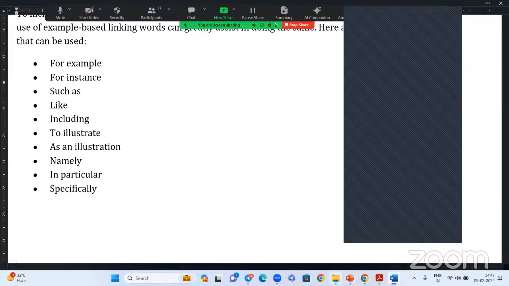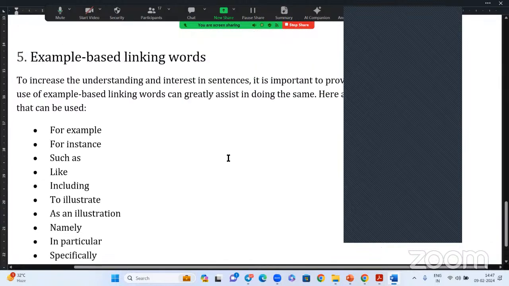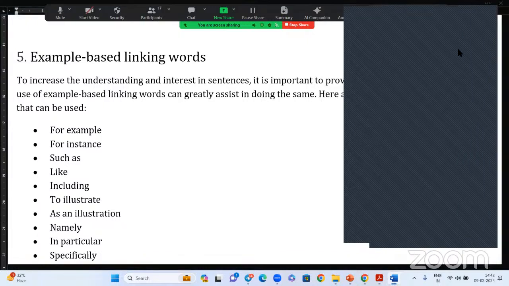So write one sentence using example-based linking words. Example-based linking words.